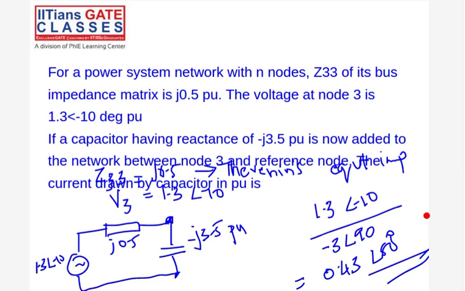So see, they won't ask this question in network theory. If they have to frame this as a network theory question, it will be like: Thevenin's equivalent impedance is j0.5, Thevenin's equivalent voltage is 1.3, a capacitor is now connected across it. What is the current flowing through the capacitor? It is basically the same question. Now they have framed it in the form of a power system question, right?